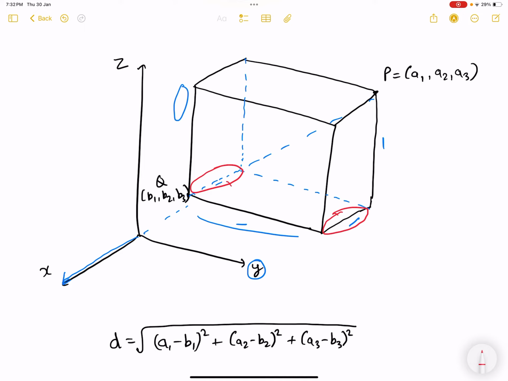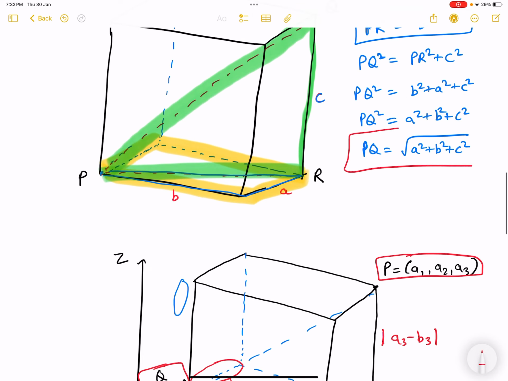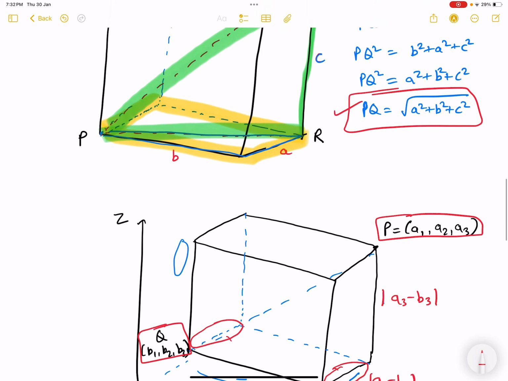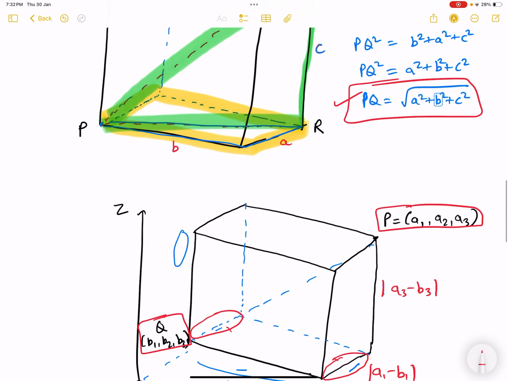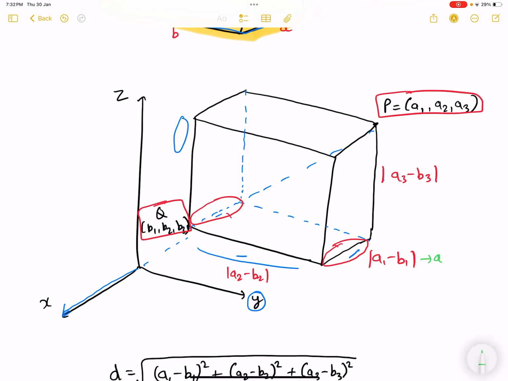So we have here a1 minus b1, mod of this, because the distance is always positive. This is a3 minus b3, given the coordinates of p and q that we have mentioned, and this is a2 minus b2. With the help of this, as we use the Pythagoras theorem, we have observed this. Now we can see the distance is a square. So this was a, I'm marking green. This was a, this was b, this was c.